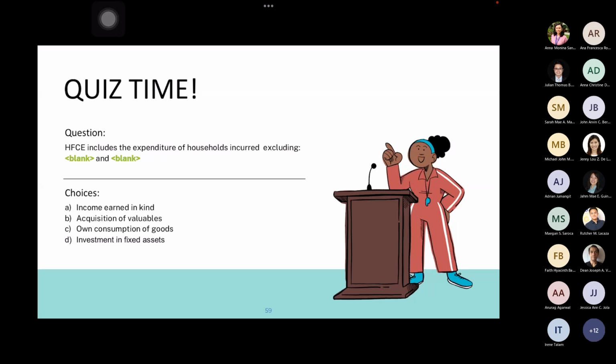Okay. So I hope everyone is still there. Now it's time for another quiz. I believe this is the last item for this session today. So here's the question. The household final consumption expenditure includes the expenditure of households incurred, excluding blank and blank. So for this one, you will need to input two letters since these are two items. So okay, you may now begin to type. So go.